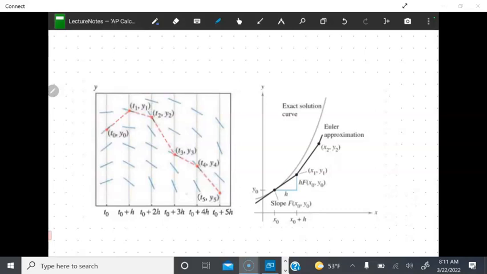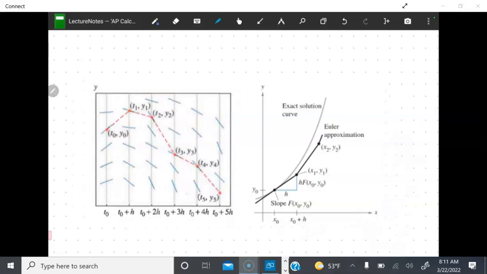Now, like I said, we're not actually going to use slope fields. We're going to use an equation. We're going to come up with an equation that does this process for us. And then once we have the equation, the calculators will actually be able to do it for us very nicely. So I'll be showing you that. So any questions about the idea of Euler's method and what it's going to do for us and how it works?